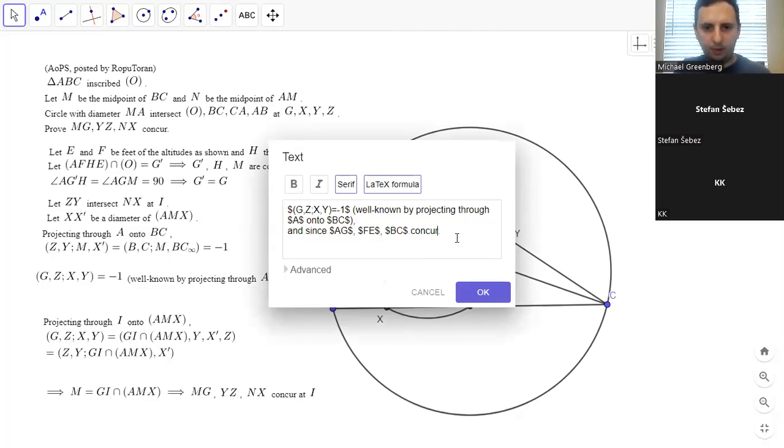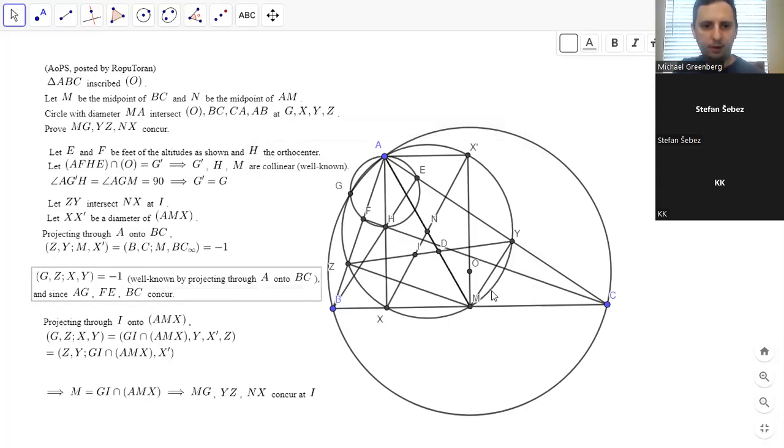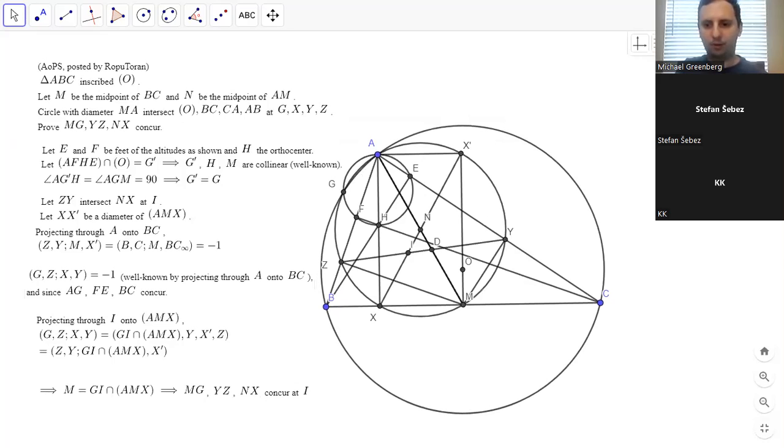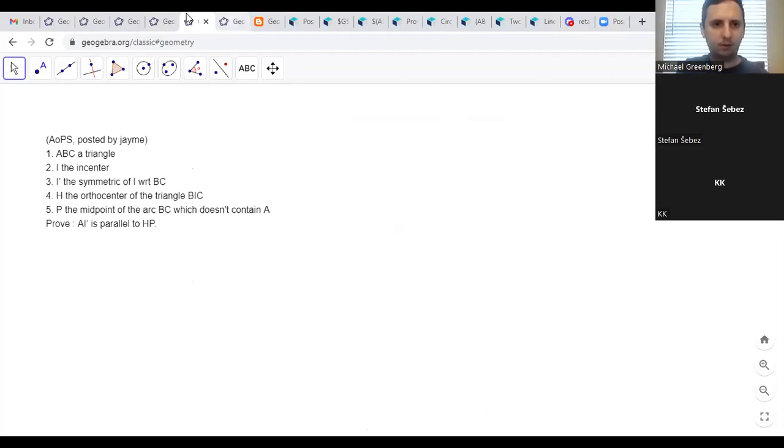All right, I'm going to move on to the next one, but I like how we project through a point not on the circle. This is another good application of that idea. All right, so let's see what other problems we could solve. We have just a half hour left.